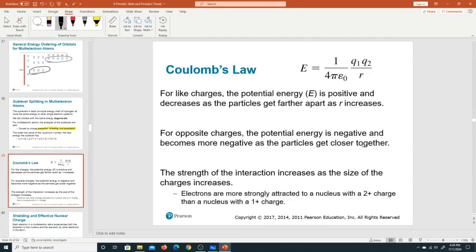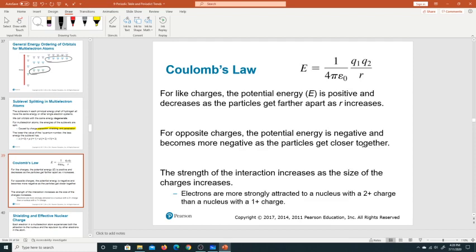Coulomb's law basically says the potential energy is positive for like charges. Basically, we have repulsive or attractive forces. Q1 and Q2 are charges. r is a distance. Okay. So the potential energy is positive and decreases as the particles get farther apart, as r increases. So the force of attraction gets smaller as the value of r increases.